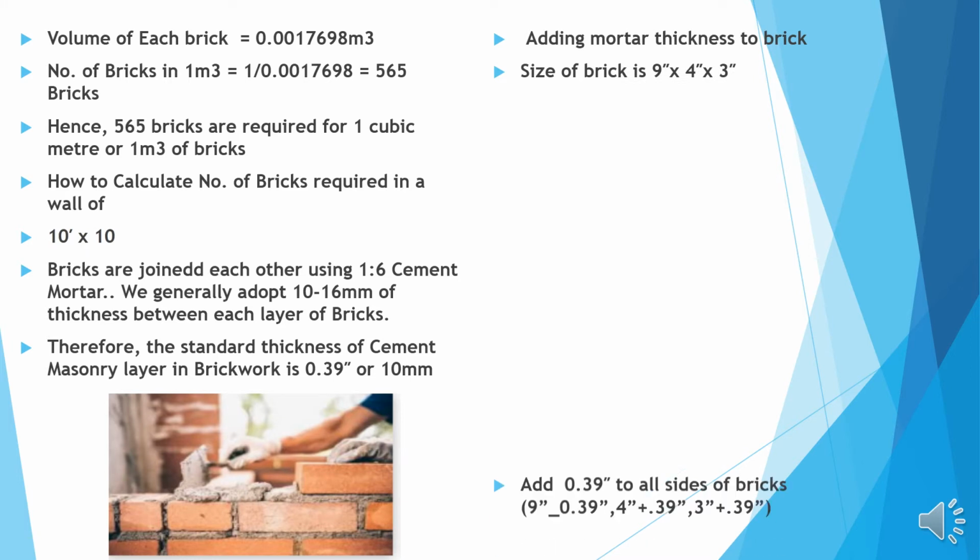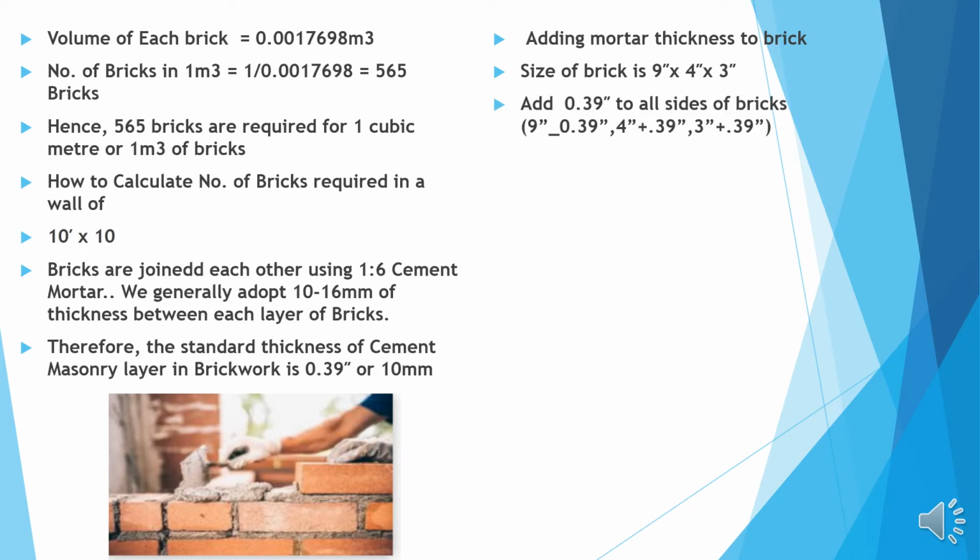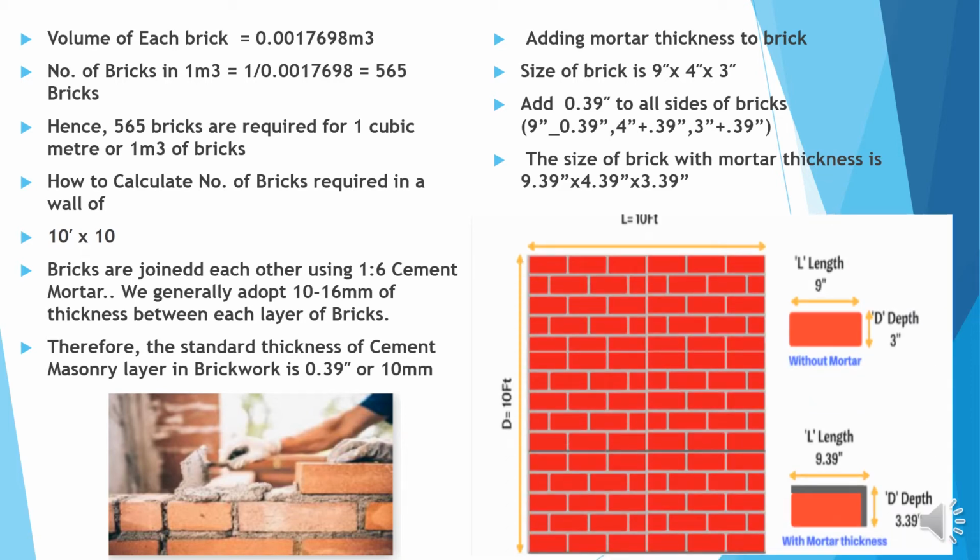Adding mortar thickness to brick. Size of the brick 9 inches by 4 inches by 3 inches. Add 0.39 inches to all sides of the bricks, which makes the size of the brick with mortar become 9.39 inches by 4.39 inches by 3.39 inches. Let us see the image.